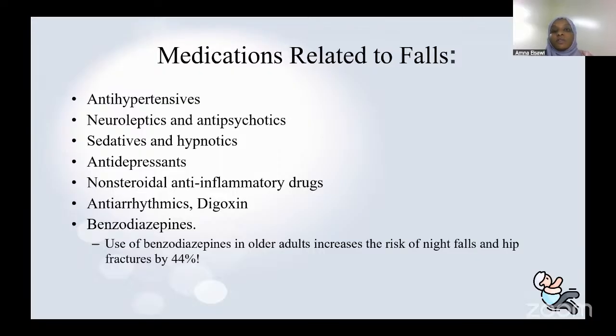Non-steroidal anti-inflammatory drugs are also one of the medications that are related to falls, not necessarily cause, but they're related to falls. Antiarrhythmics as well, such as digoxin. The most important one here should actually be at the start of this list: benzodiazepines. The use of benzodiazepines in older adults increases the risk of night falls and hip fractures by 44%. And it's generally not recommended in elderly patients unless strongly indicated.